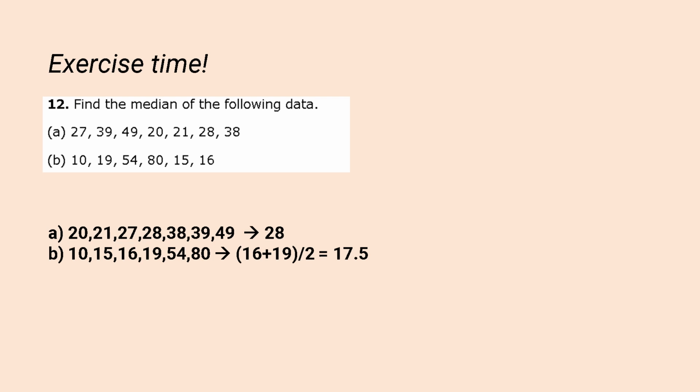But for the second one, B, we have 10, 15, 16, 19, 54, and 80. When you cross the numbers out, you are left with 2 numbers in the middle. So then you have to add these numbers together and then divide them by 2. So we get 17.5.